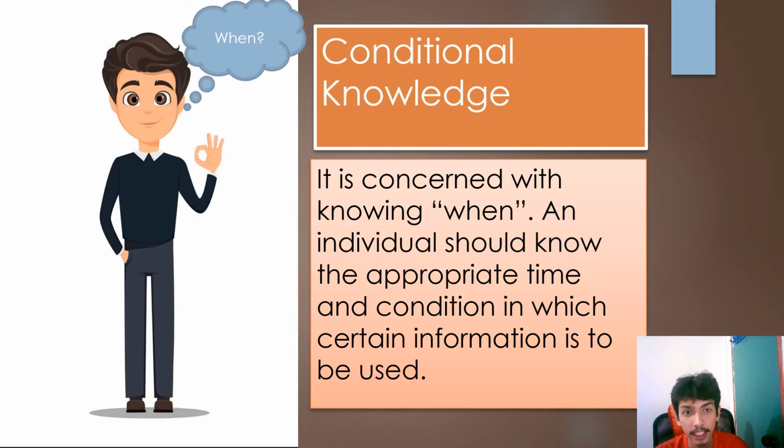So lastly is the conditional knowledge. It is concerned with knowing when an individual should know the appropriate time and the condition in which certain information is to be used. So the keyword of this part is when. So just remember, the declarative knowledge answers the question what. Procedural knowledge answers the question how. And the conditional knowledge answers the question when.